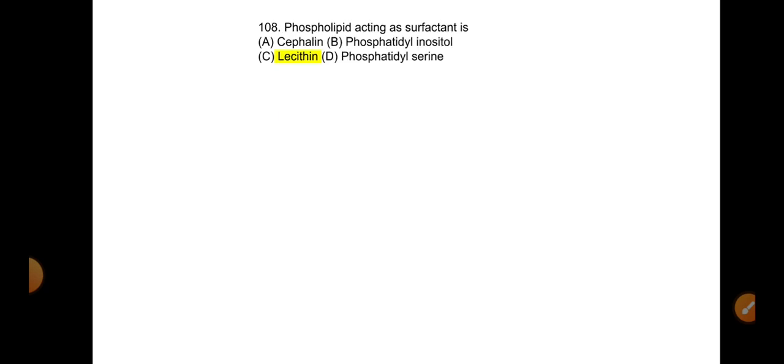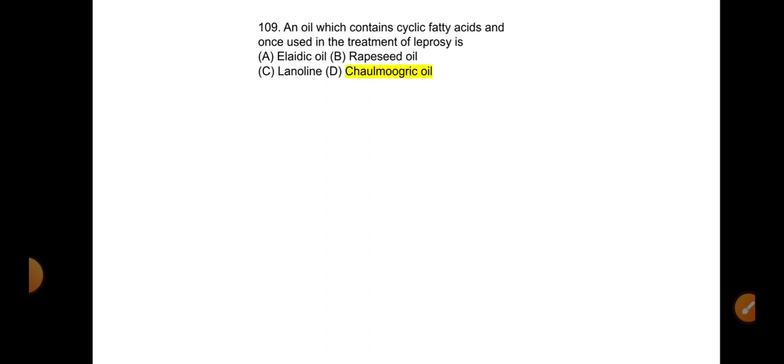Unsaturated fatty acid found in cod liver oil and containing 5 double bonds is timnodonic acid. 108. Phospholipid acting as surfactant is lecithin. This I think you guys know. And 109. An oil which contains cyclic fatty acid and was once used in the treatment of leprosy is chaulmoogra oil. I also didn't know this, but then again I found it on the web.